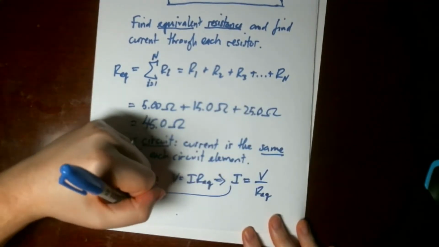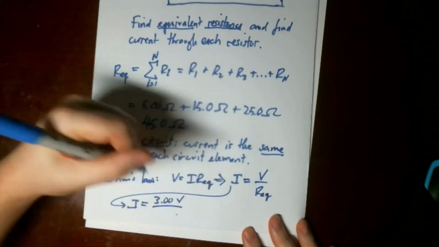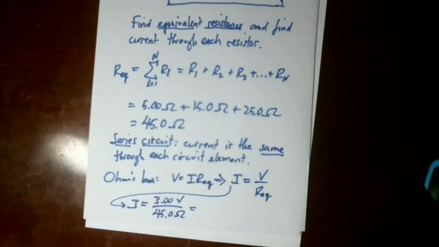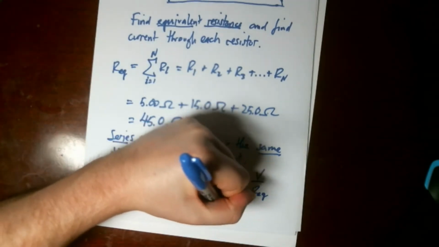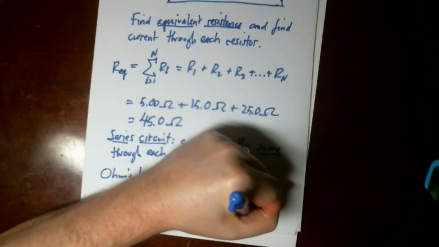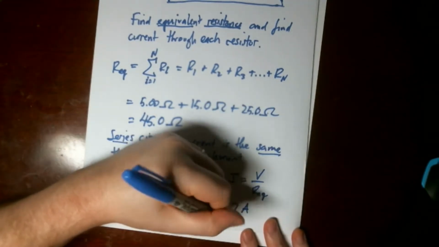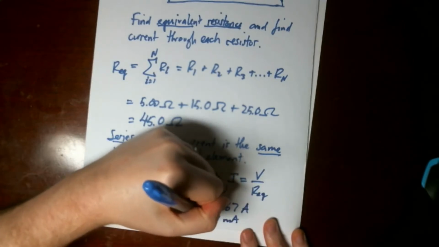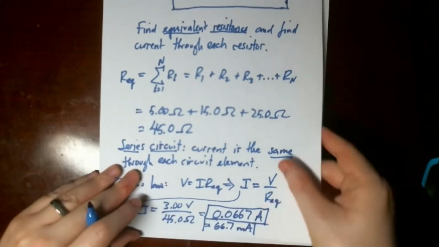So that gives us a current of 3 volts divided by 45 ohms. And that gives us a current of 0.0667 amps. Or as that would often be reported in the lab, 66.7 milliamps. Alright, so that's part A.